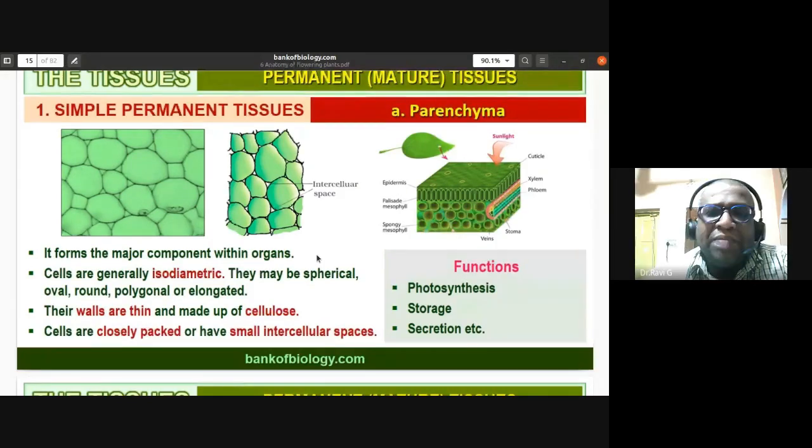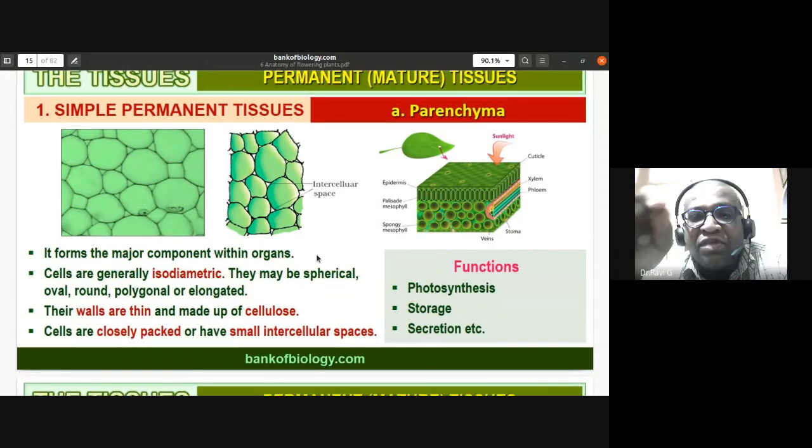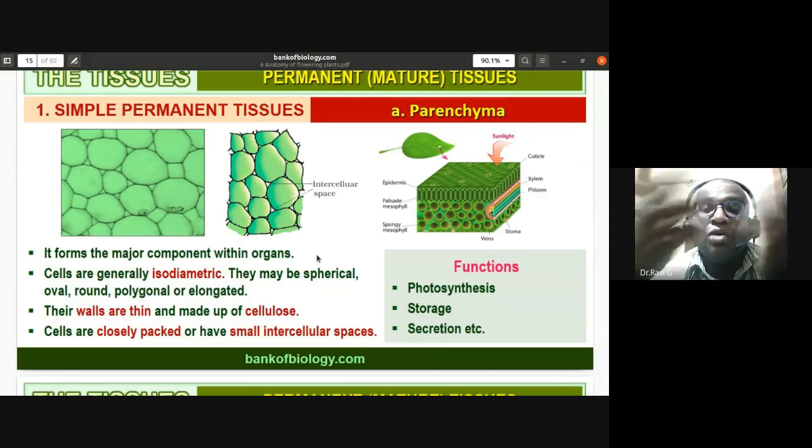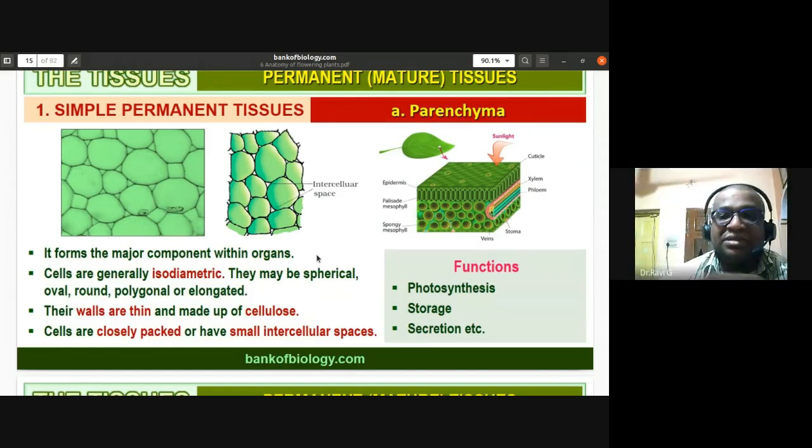The primary layer of the cell wall in parenchyma is thin and made up of cellulose. Cells are closely packed and they might or might not have intercellular spaces. In between the cells there is some space, and we call that space intercellular space.